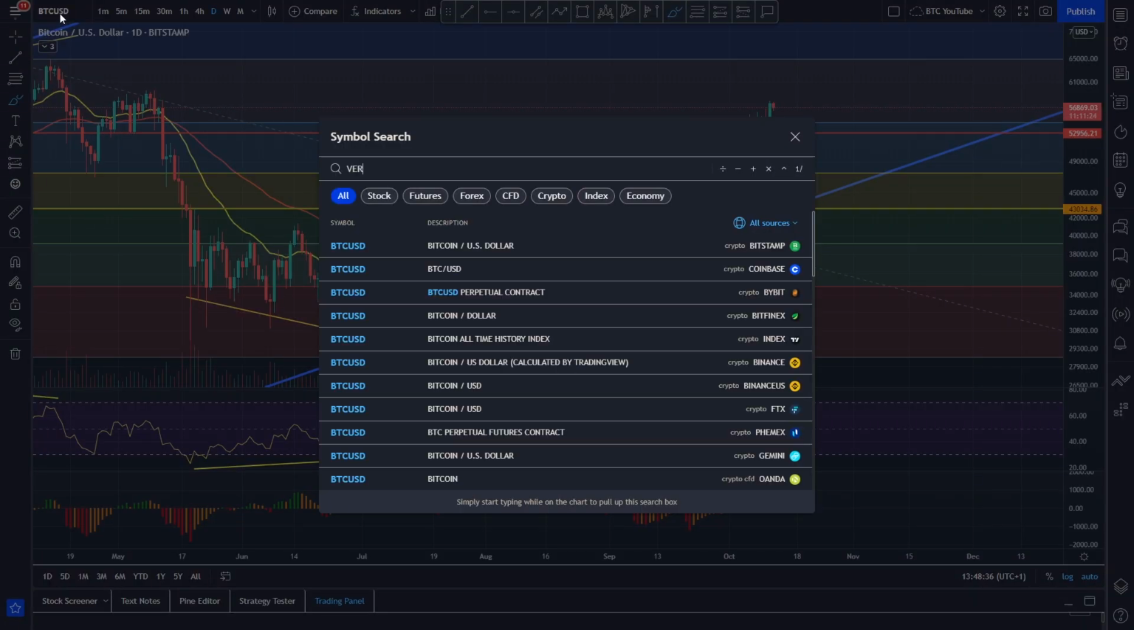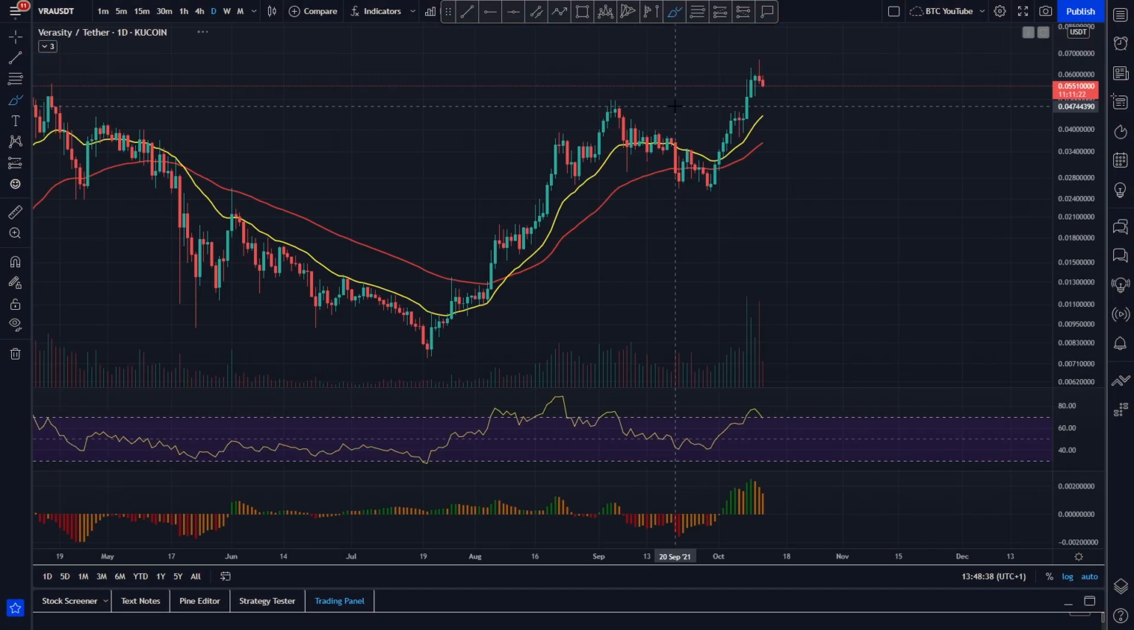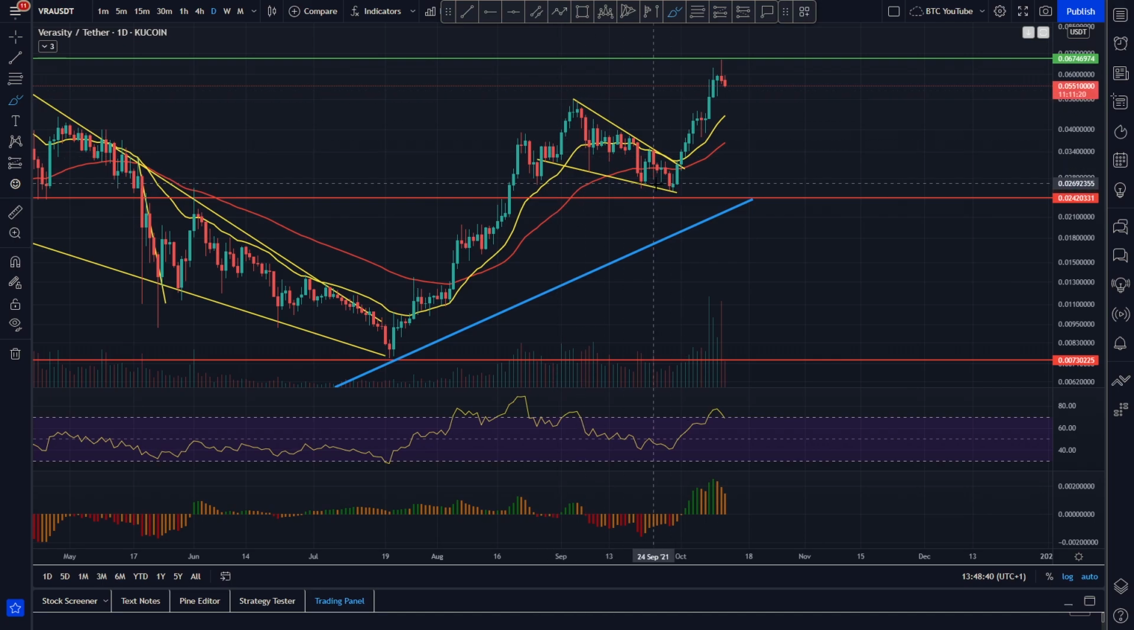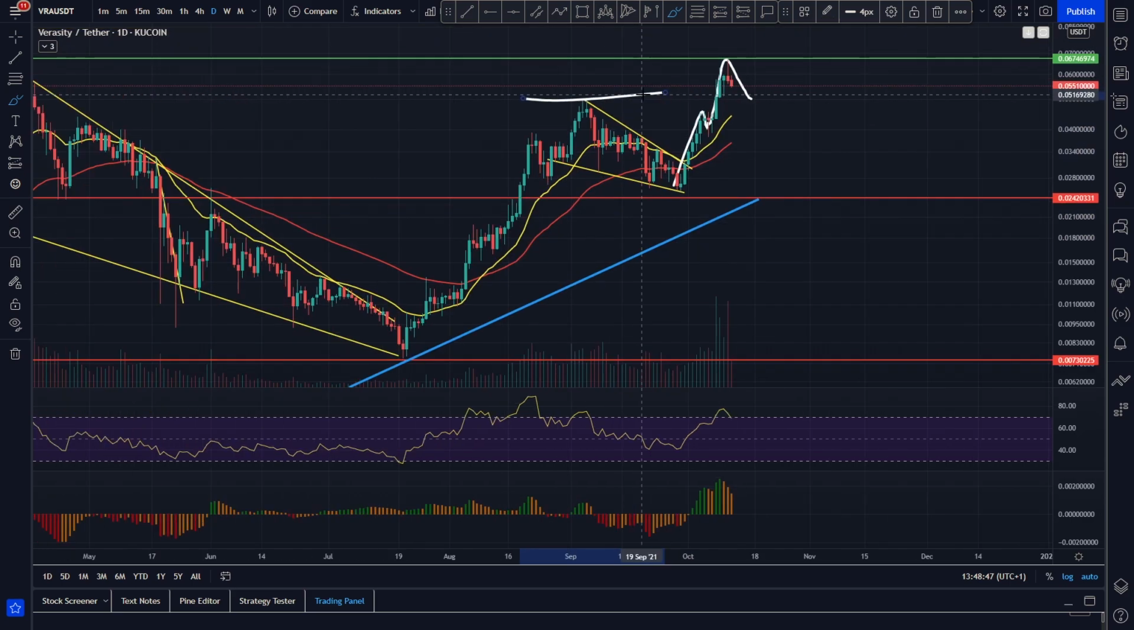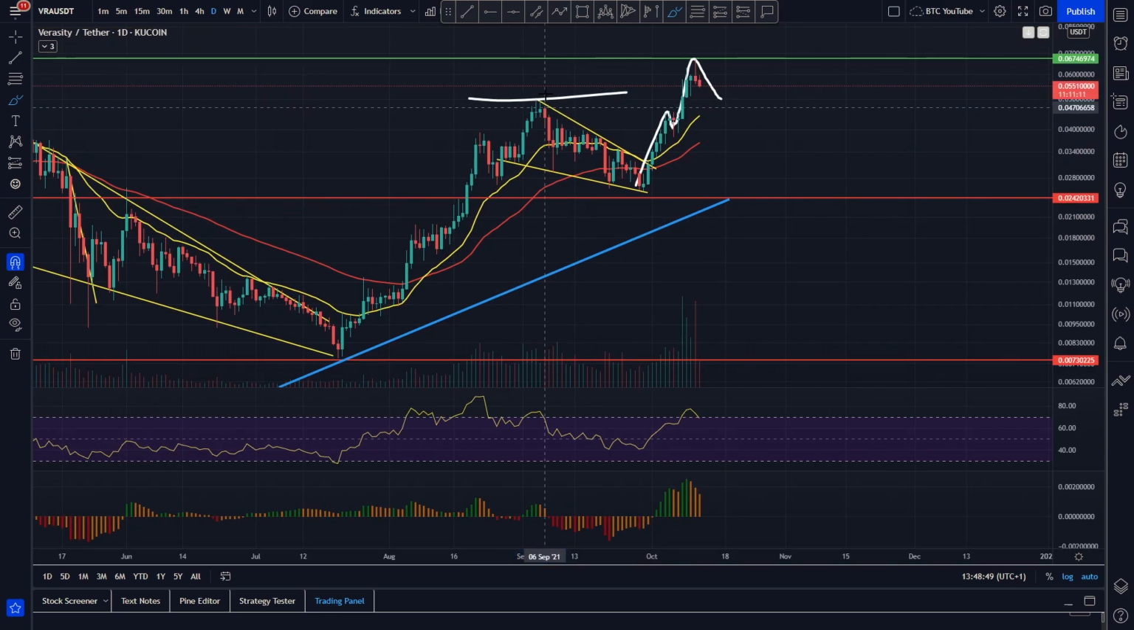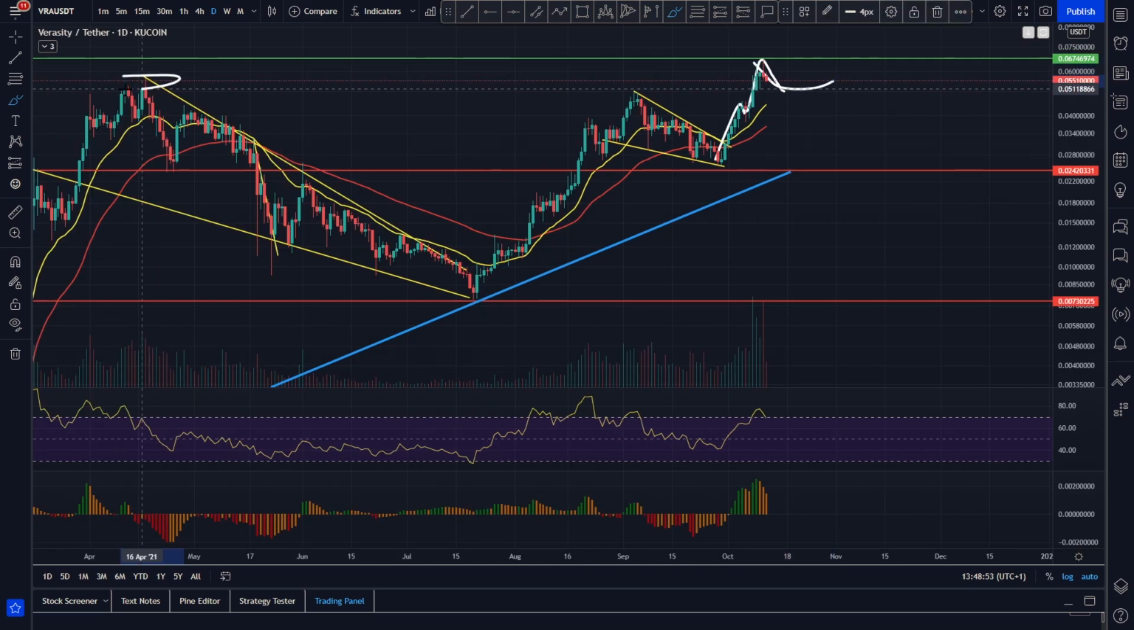And if we take a look at what Verasity is doing, it's done something fairly similar, to be honest. It's come up, consolidated, broken out, and now it's coming back down to backtest the top of that previous wedge that we're looking at here, the descending wedge. Obviously we could backtest here along with the previous all-time high in and around this area here, a good level of confluence for a bounce, and then have that continuation, which would be ideal.